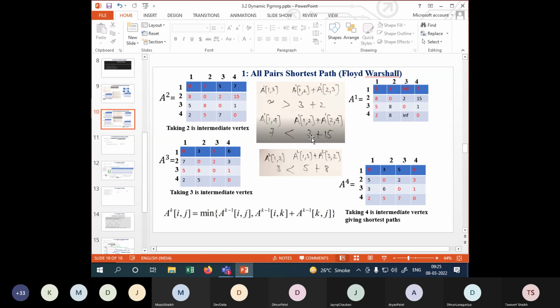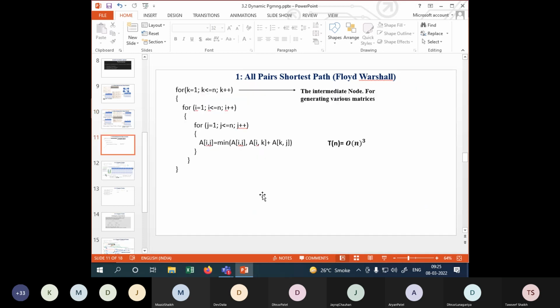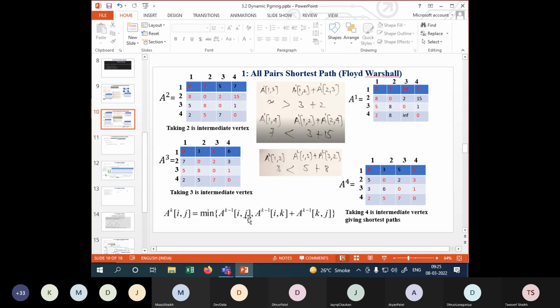Okay. So here 3 plus 15 will be this part. And this A of k will be equal to this part. So among those two, 3 plus 15 and 7, whichever is minimum, we take that corresponding element in the kth matrices. So the pseudo code is again the same thing that I have written here.